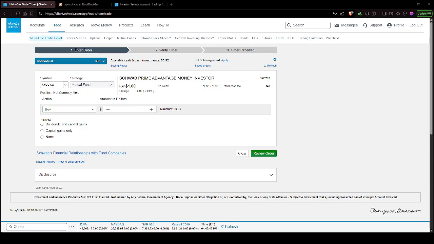Investing in Schwab money market funds can be a smart choice for those looking to earn interest while maintaining liquidity. To get started, visit Charles Schwab's website and create an account if you do not already have one. Make sure you have your personal information, bank details, and identification ready for a smooth account setup.